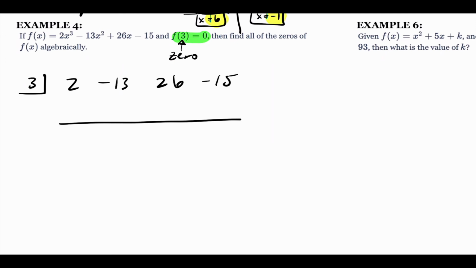So now I do the same process. Move the 2 down. Positive 2 times 3 is positive 6. Negative 13 plus 6 is negative 7. Negative 7 times 3 is negative 21. We get a positive 5 here, positive 15, and I get 0 as a remainder, which I should have because they told me 3 is a 0. They said 3 is a 0.